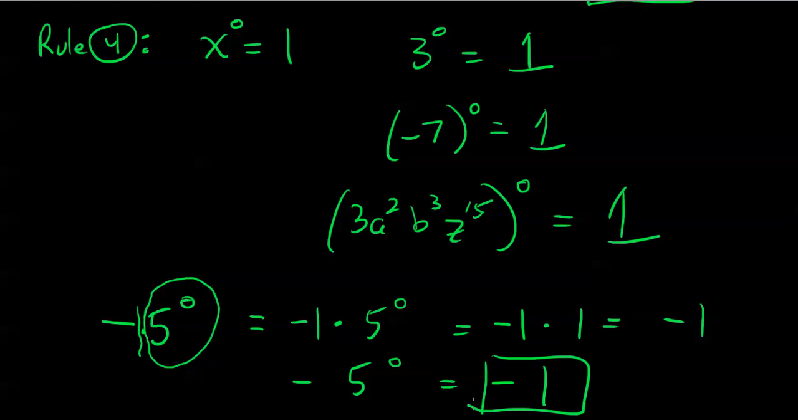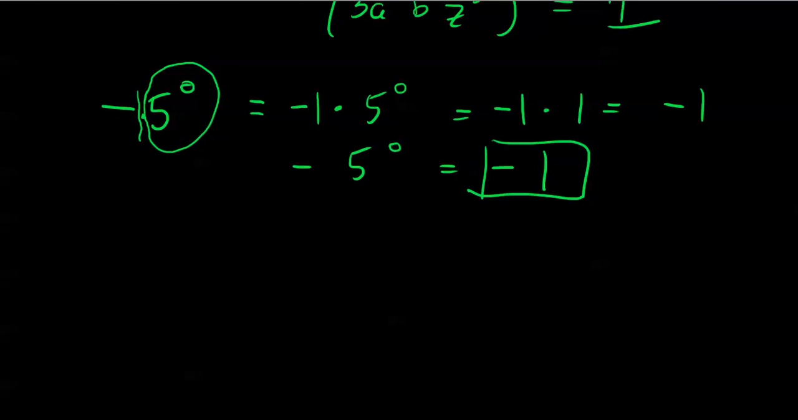Okay? Alright, so that's rule 4, our zero exponent rule. Coming up next is negative exponents. Let me get a new screen here.